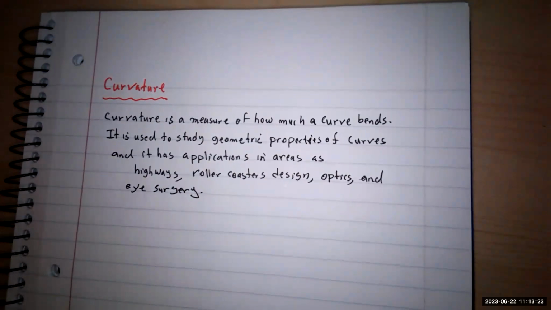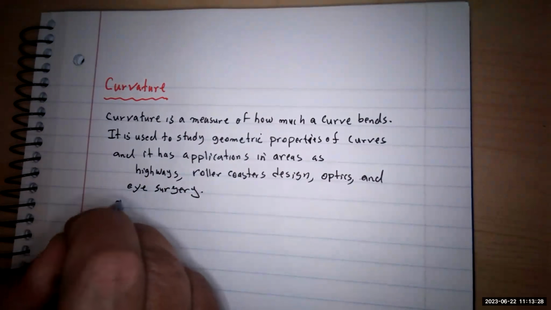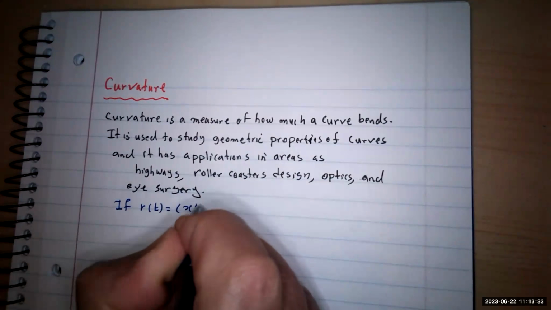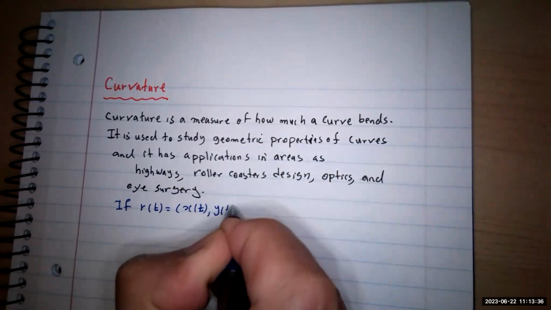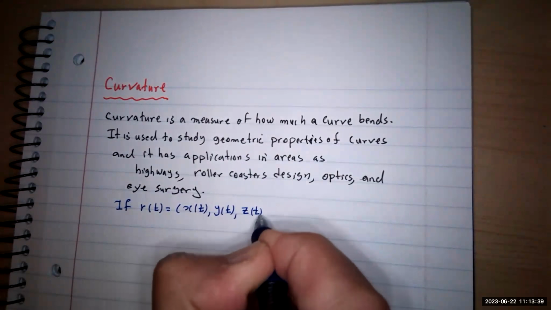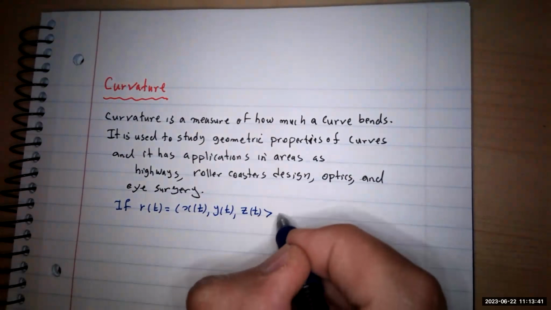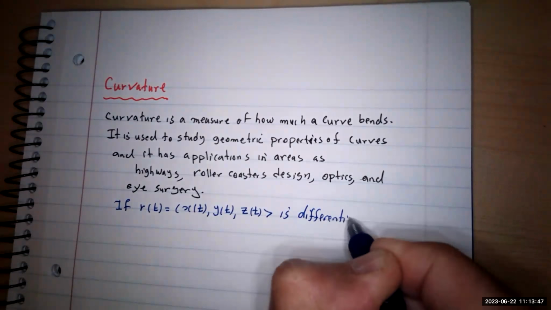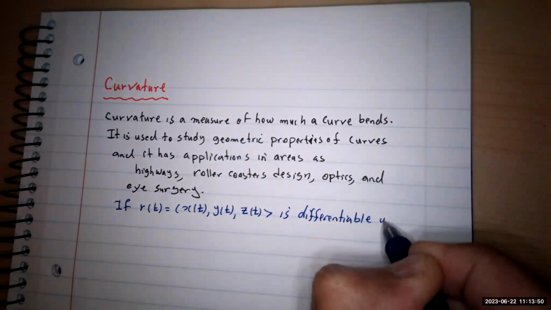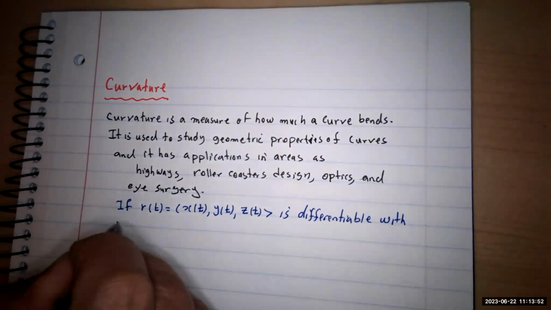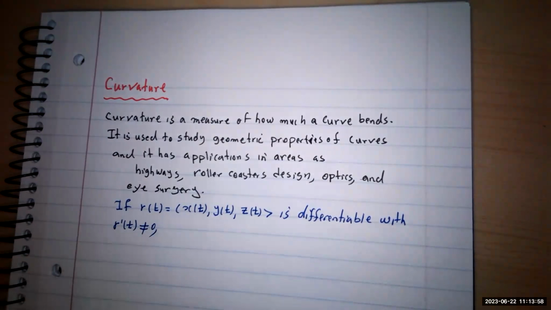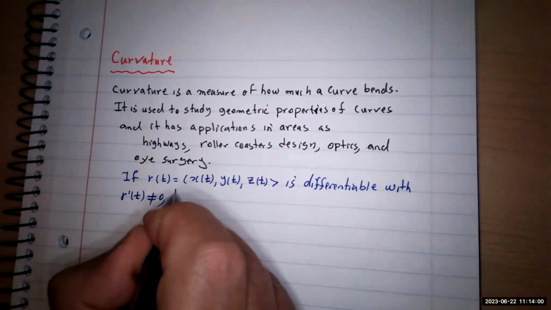Now, the mathematical part: the formula. The curve would have an equation. So if r of t is x of t, y of t, z of t, we give you one of them and ask you to find the curvature. Of course, it must be differentiable, and it must be a smooth curve, so r prime is never zero. If this is the case, then the curvature is defined by the following.